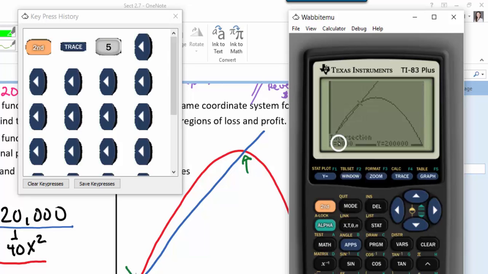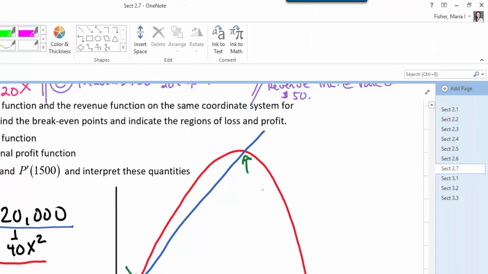And it shows me that I'm intersecting at the point 2,000 comma 200,000. So this point here is (2,000, 200,000).